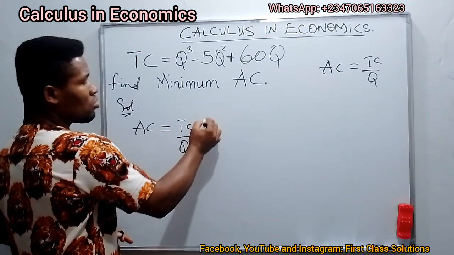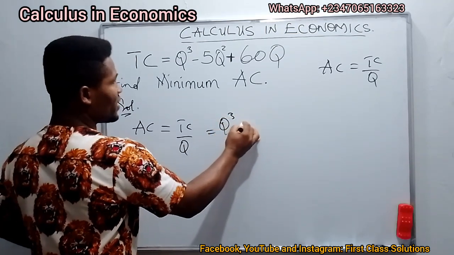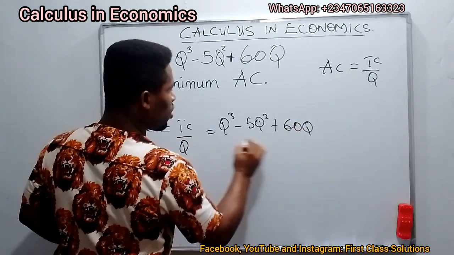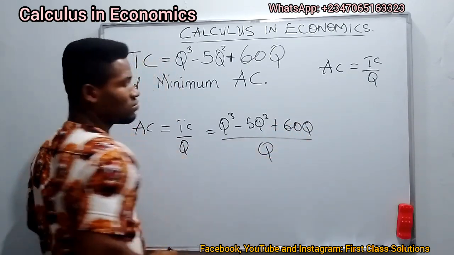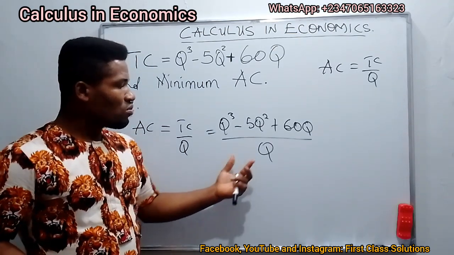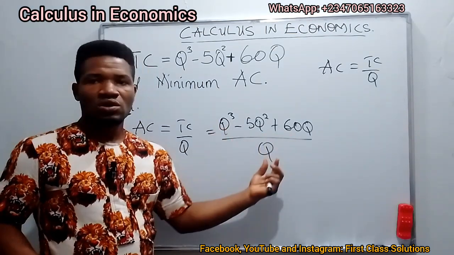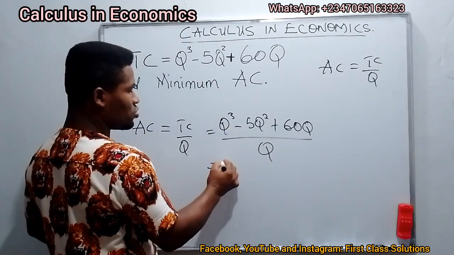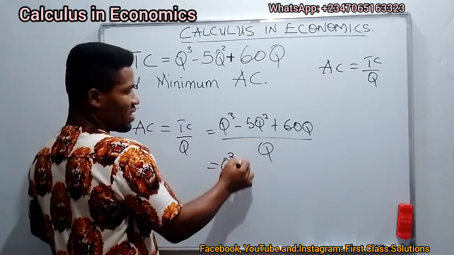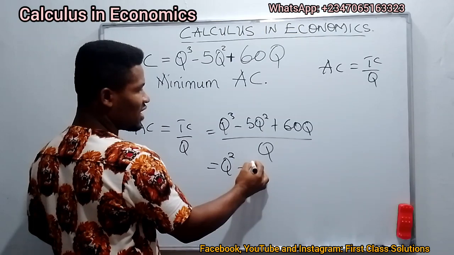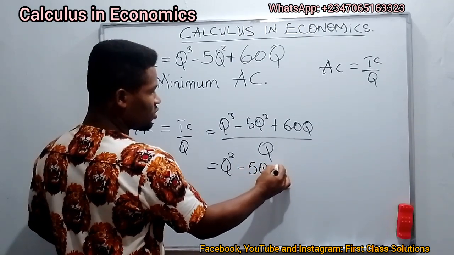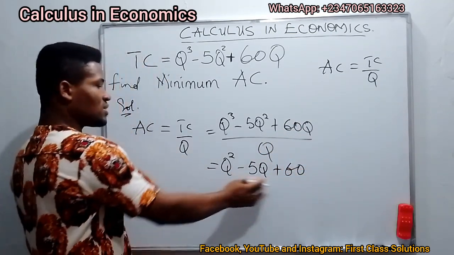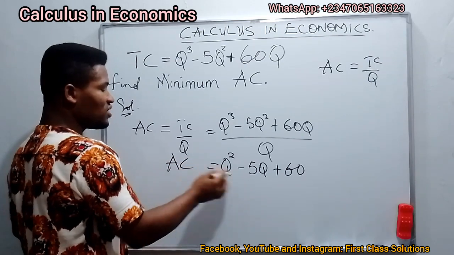That means to say our total cost, which is q cubed minus 5q squared plus 60q, will all be divided by what? By the q, that is by quantity. So in this case, we just need to simply divide all through by what we have here as q. So it will give us q cubed divided by q, you have q squared, minus 5q squared divided by q, we have 5q, plus 60q divided by q. Q will simply cancel q and we have 60 left. So this is our average cost function, AC, being equal to this.